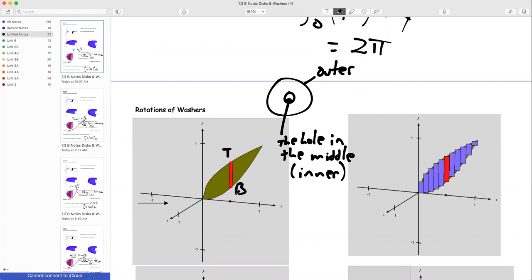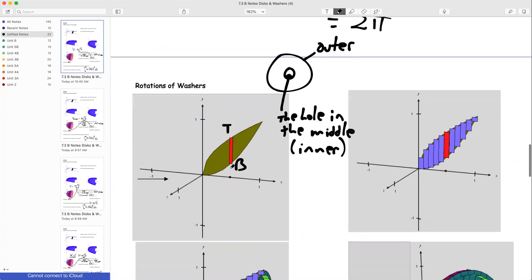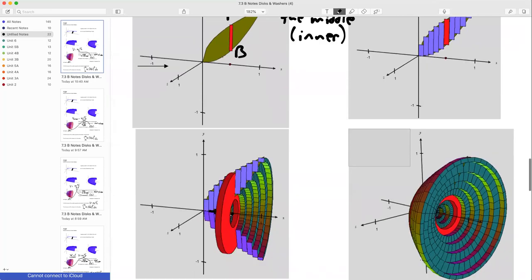I have a region. It's bounded by two curves. I draw in a representative rectangle there, which is red. If I take that and I rotate it about the x-axis, okay, here it is. We're filled with rectangles here. That red rectangle will make a washer. And you can visualize that right there.